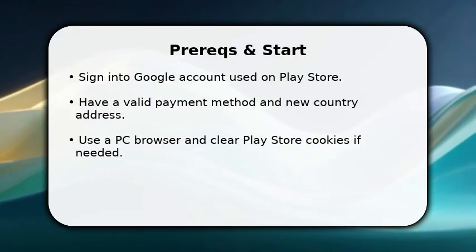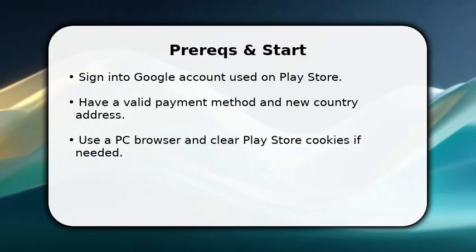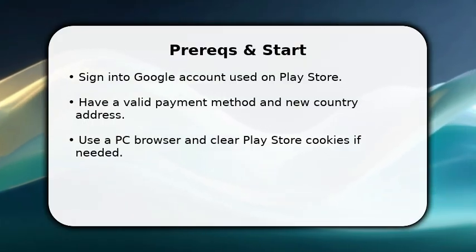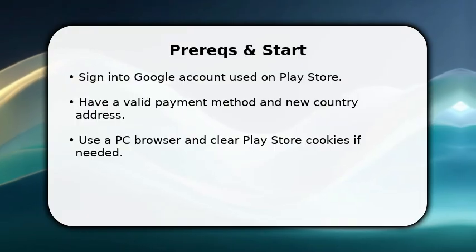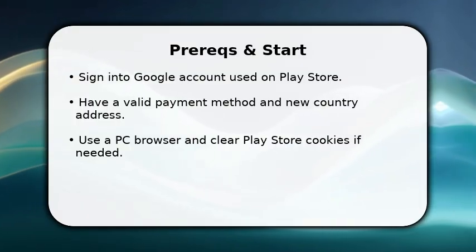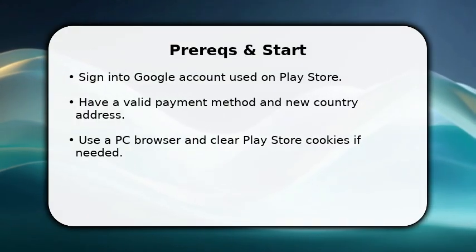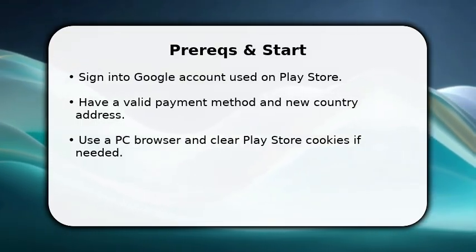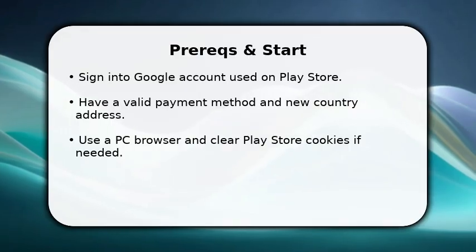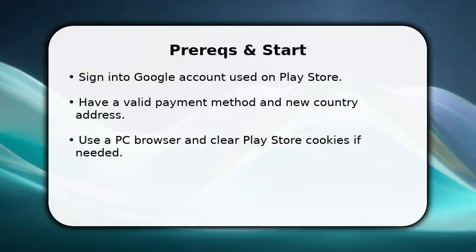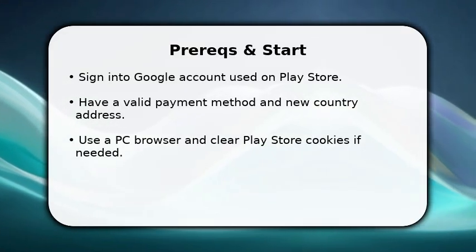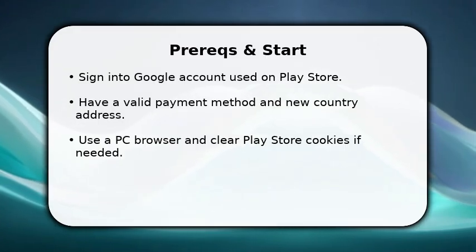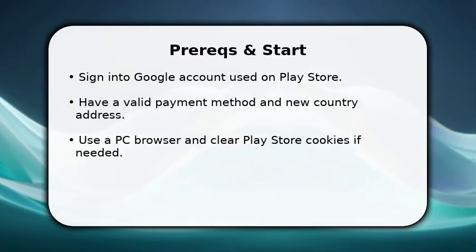You'll start with prerequisites. Sign into the Google account tied to Play on your Android device, and make sure you have a payment method and billing address for the new country. Open a desktop browser and go to Google Payments and Play Store settings. Once done, adjust Payment Profile Country. This creates a new profile tied to that country. Make sure to clear Play Store cookies or use an incognito window so old locale data doesn't interfere.